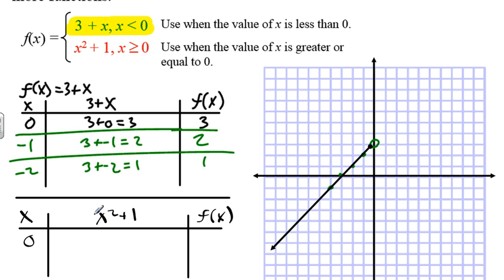Let's plug in 0. If I plug in 0, I get 0 squared plus 1, which is just 1, right? So that's the point 0, 1. So plot the point 0, 1 then. 0, 1, and that is a closed dot because it says when x is greater than or equal to 0, so I can plug in 0.